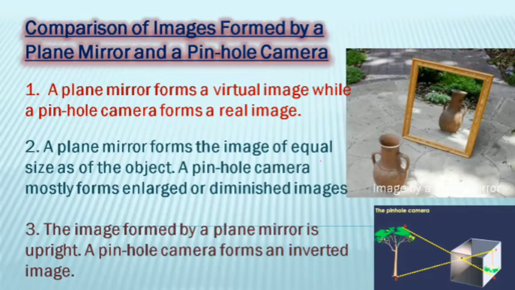A plane mirror forms an image equal in size to the object. We get the image of the same size, but in a pinhole camera, the image can be enlarged or diminished, like a smaller image. The image formed by a plane mirror is upright, the same as the object, but in a pinhole camera, the image is inverted.